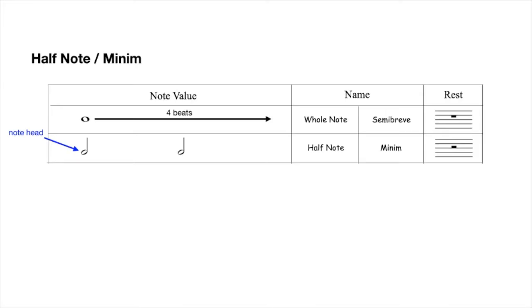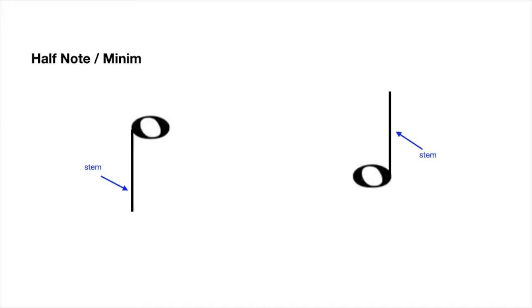The minim or half note has an oval-shaped note head like the semibreve or whole note, but in addition to the note head, it has a line called stem coming out from its note head. I have mentioned in the previous video, Tracking Through Theory number 5, that it is important to have the stem on the correct side of the note head. It really depends on where the note is on the staff. Basically, when a note stem points downwards, the stem comes out from the left side of the note head. And when a note stem points upwards, it comes out from the right side of the note head.